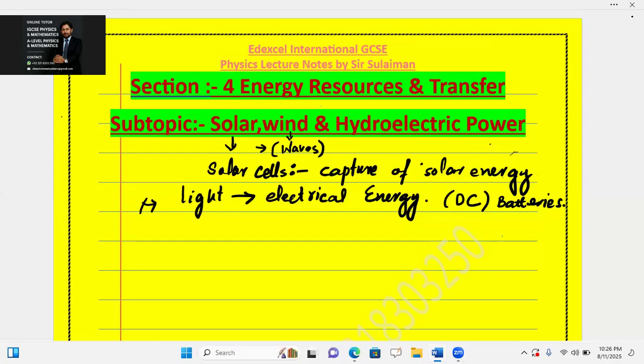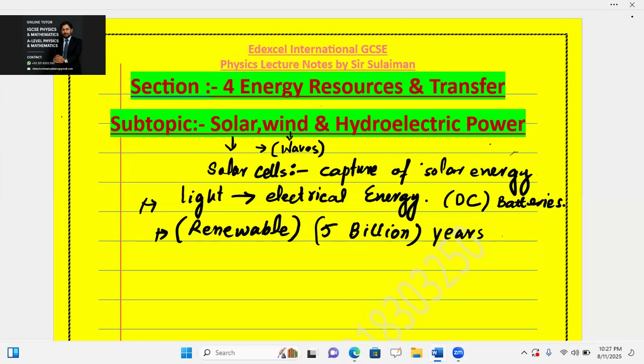The sun provides a renewable energy resource, because we don't have to wait for the next energy source. Only the sun should be present in the sky. It will not run out for about 5 billion years, so we can get solar electricity.